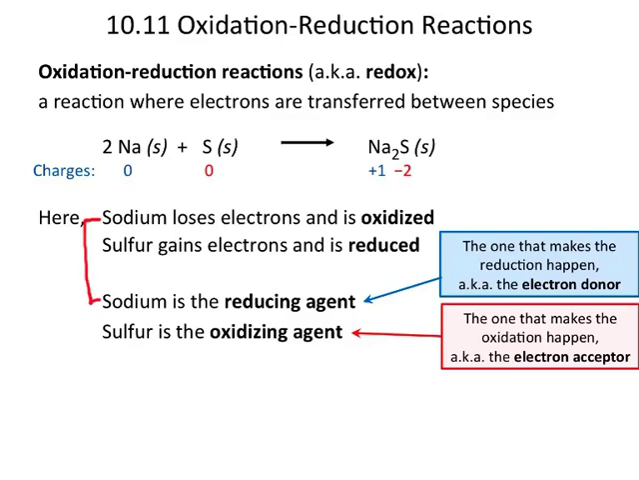Sulfur, on the other hand, is the oxidizing agent because it makes the oxidation happen by reacting with sodium. And so the oxidizing agent is itself reduced, but it's the one that makes the oxidation happen. So really, I think the tricky thing here is keeping all the words straight.